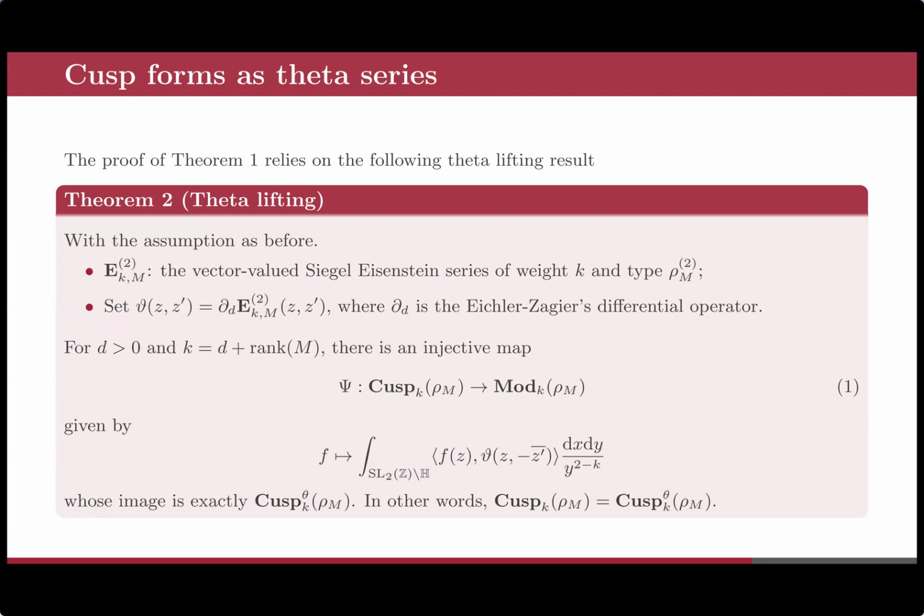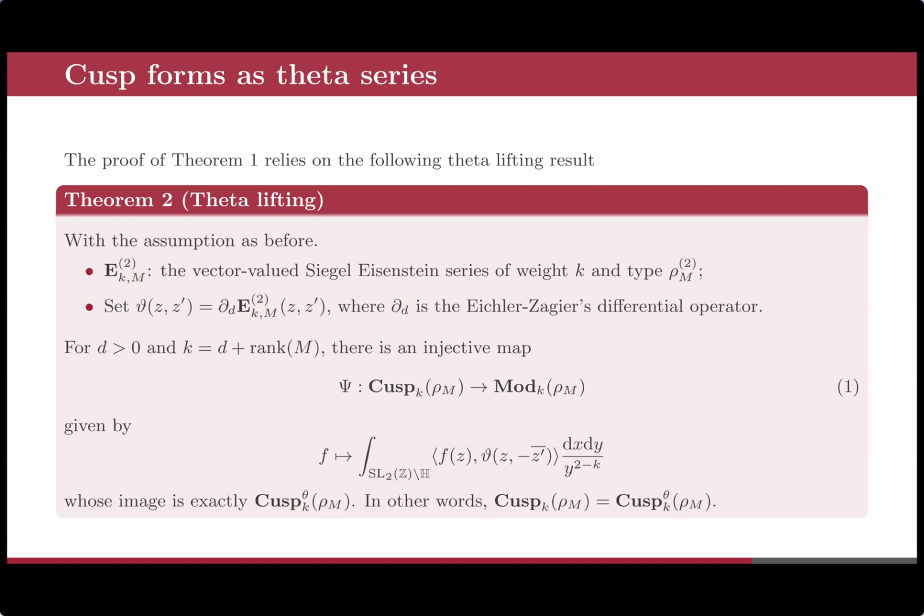And the idea is we actually show that this is true, okay? And the proof just relies on these theta lifting results. So we can define some map from the space of cusp forms to the space of modular forms. Okay, this is what I call psi.